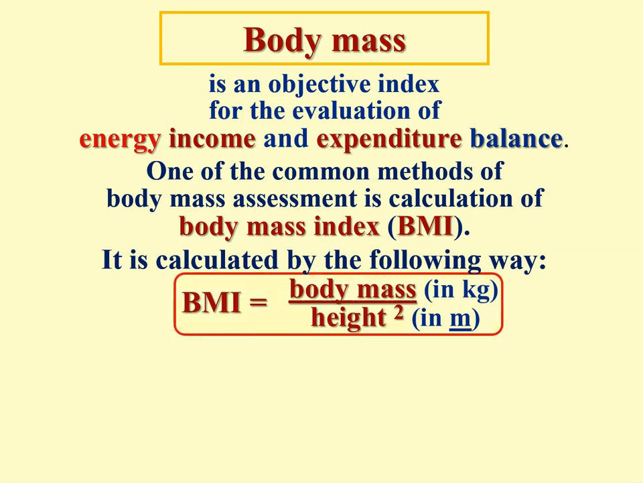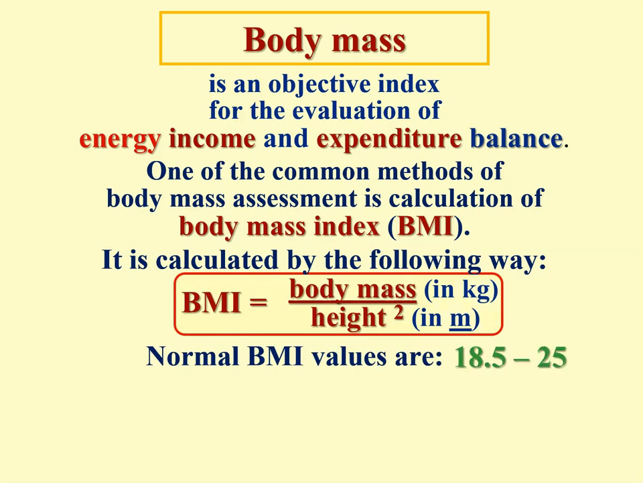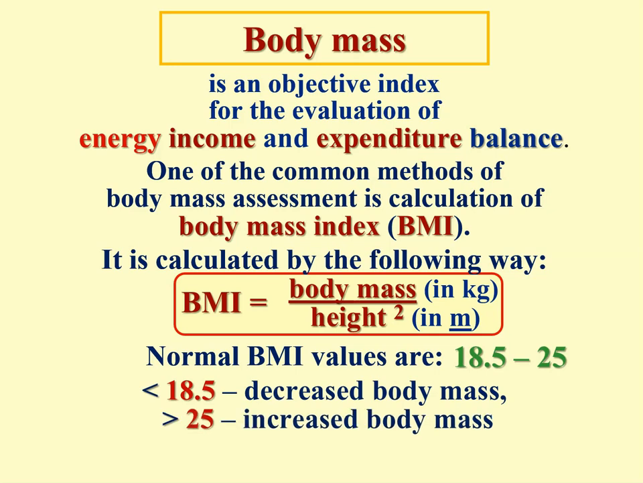And this index normally varies from minimally 18.5 to maximally 25. These are normal limits. But not everyone can be normal. Sometimes it happens that someone's body mass index is less than 18.5. It corresponds to a decreased body mass. And if it's higher than 25, it's an increased body mass.